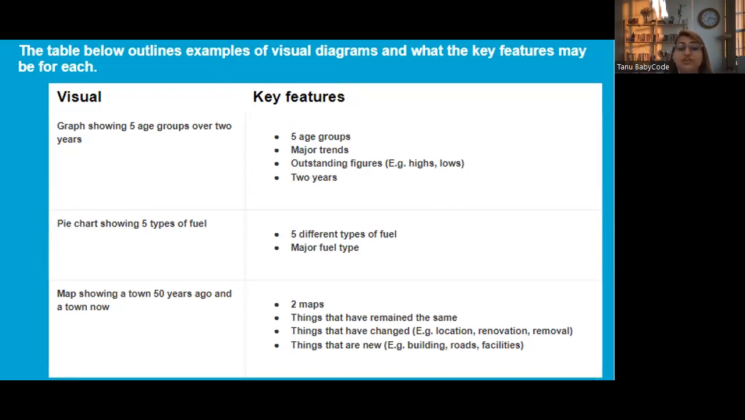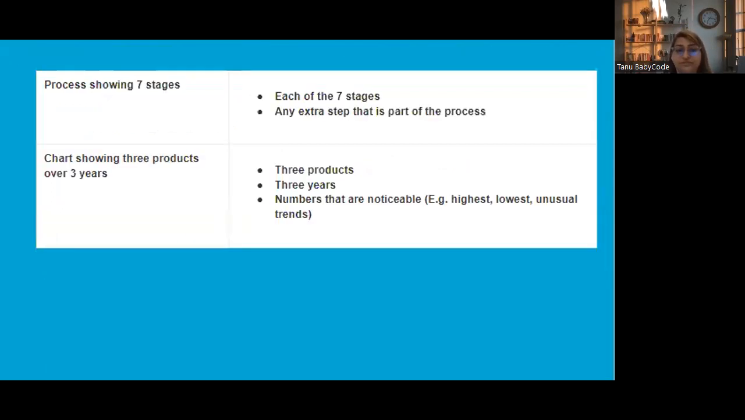When you have a pie chart of 5 types of fuels, so 5 types of different fuels are your key features, and the major fuel type also. When you have a map showing a town 50 years ago and now, so there are 2 maps: something which remains the same, something which changed, things which are new. You have to write about all the key features. A process showing 7 stages, so each of the 7 stages is your key feature.